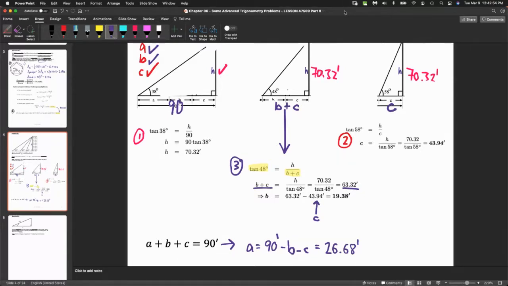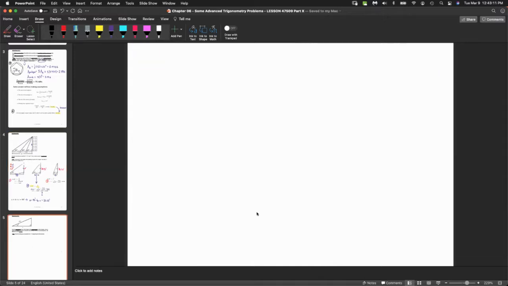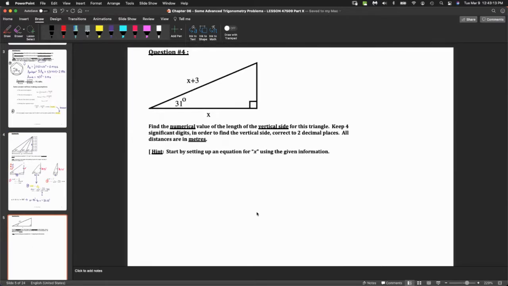Now, I did promise you 4 questions, and I want to make sure that I respect our time here, because I don't want to keep you beyond the fair amount of time that we have for the lesson. So we're going to move on to the last question here, which is number 4. And we'll do a bunch more of these next time on Friday.